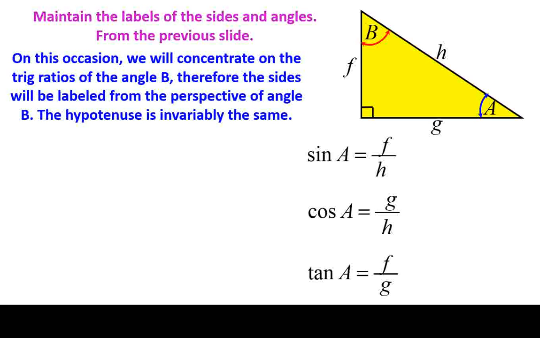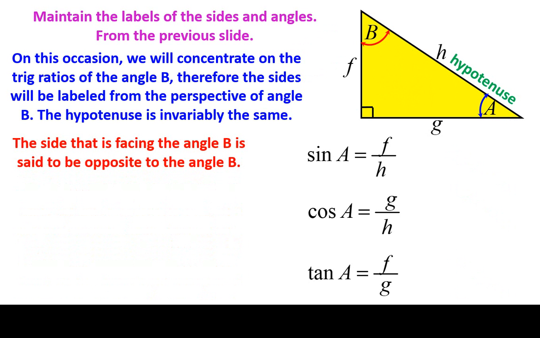The hypotenuse is invariably the same. The hypotenuse does not change. It is the side opposite to the right angle, and it is the longest side of the right-angled triangle.